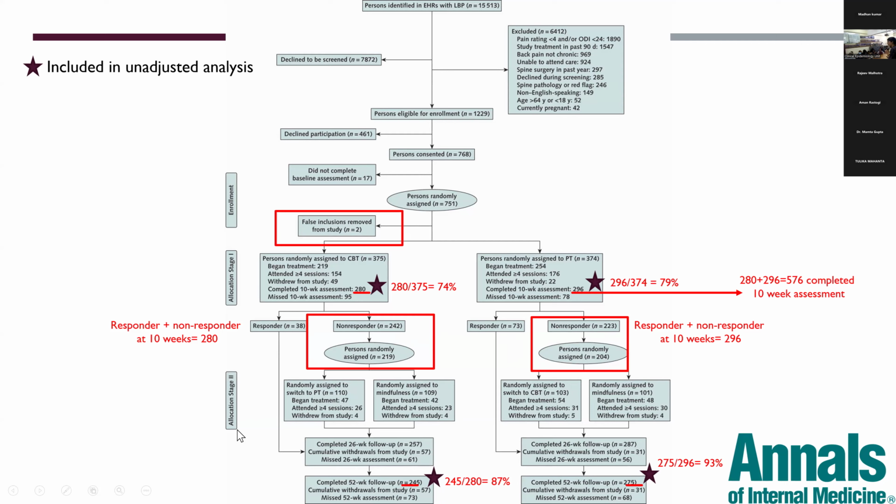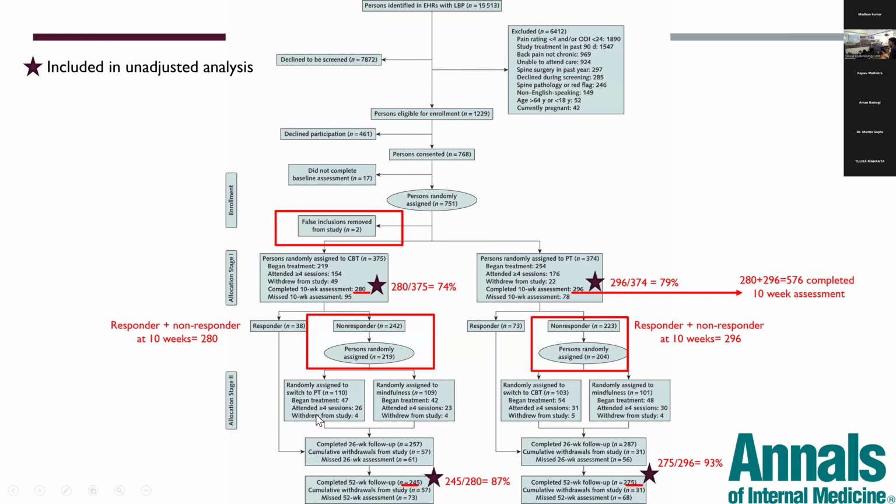Then they randomly assigned these people. So, these people got CBT initially, so they got PT now, and the other arm was mindfulness. Now, this arm got PT initially, so they got CBT now, and the other arm was mindfulness. Then we can skip this part of 26-week follow-up. We will go to the 52-week follow-up.